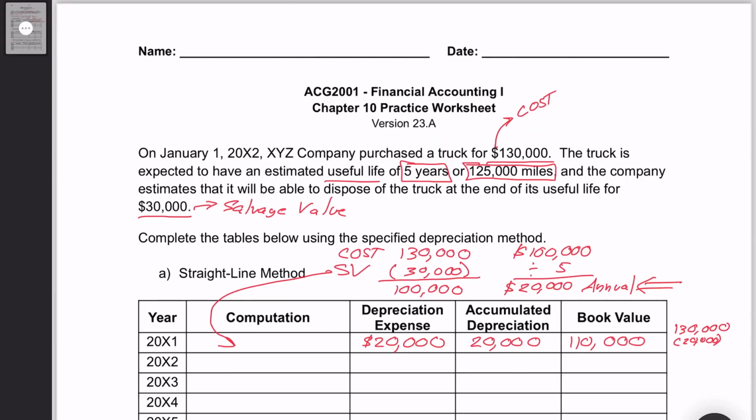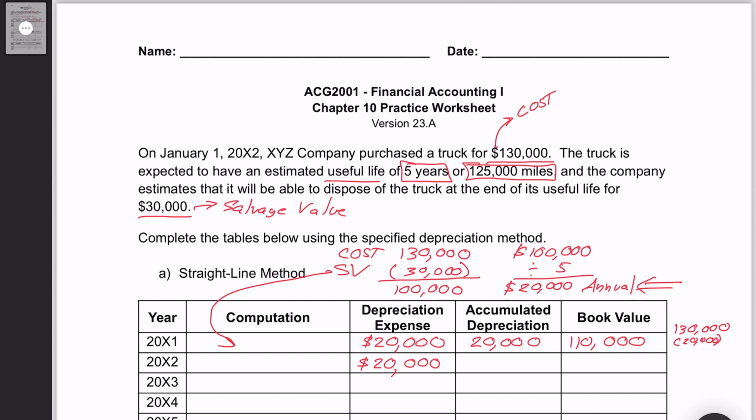Moving on to year two. Again, the easy and the nice part of straight line depreciation is once we go through the process of finding how much our annual depreciation is, we just recognize that amount every year. So year two, we've got another $20,000. Now our accumulated depreciation, this is where we're going to add any of the depreciation that has been applied. So previously we had 20. This year we've added another 20 to it. We now have a total accumulated depreciation of $40,000.